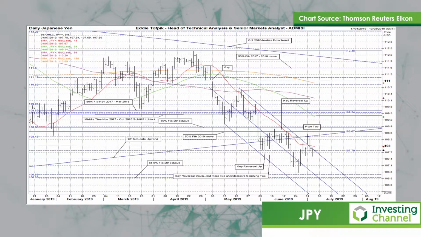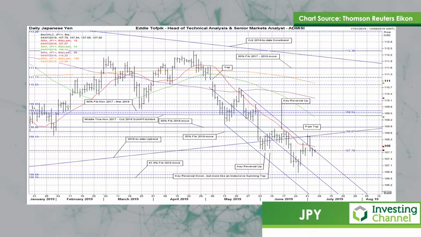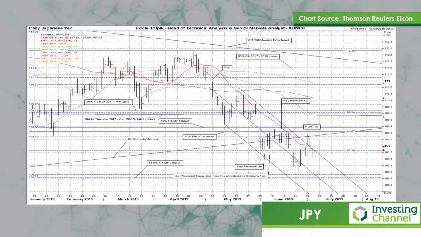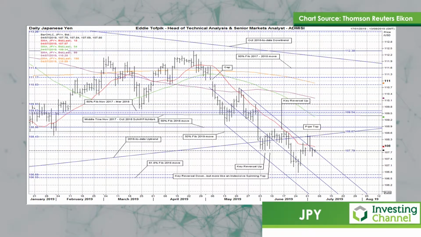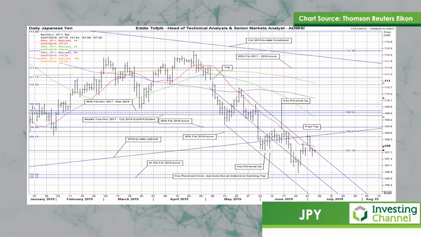However, the market did also move back below the upper tine, currently 107.79, of the bearish April to May shift pitchfork, which has been running the move lower since late May. Now on reflection, I've kept this pitchfork in place as it still seems to have something to say.